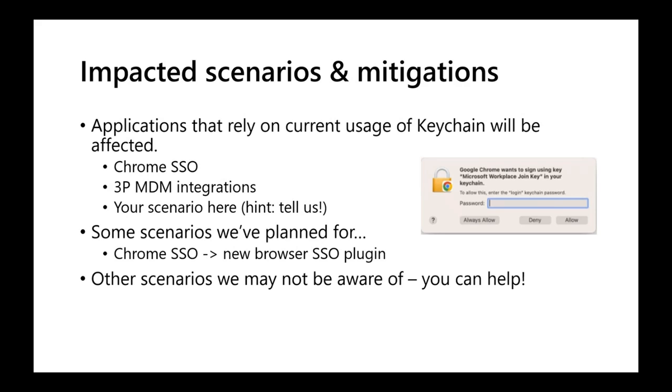Okay, so what scenarios and apps might be impacted by this change? Well, the simplest answer is to say that any application which has taken a dependency on accessing workplace join data in Keychain will need to shift away from this dependency. Some common examples might be Google Chrome, where the current SSO and device identity model relies on accessing the workplace join key. You'll see here the screenshot shown on the slide, which may be a familiar UX to some of you. And we know just how critical Chrome support is in the workplace for many organizations. So I'll drop a little teaser here that a new Chrome SSO plugin is coming for Entra ID later this year to support this use case. And we'll see an ETA for that component come up when we look at our timeline.